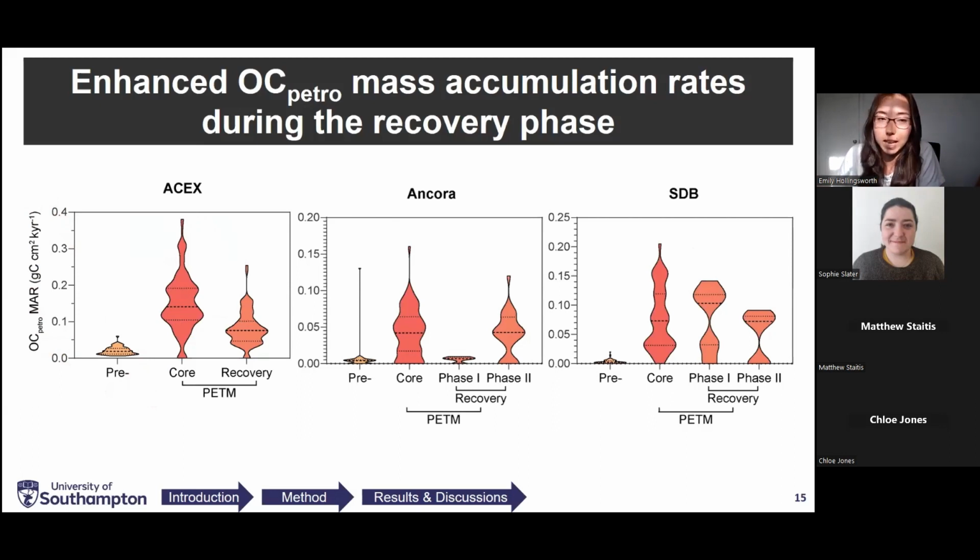We couldn't get this nice definition of each interval at all sites, but we did for these 3 sites. And you can see, interestingly, that in the recovery, the OC petro mass accumulation rates remained quite high. At least it didn't go back to pre-PTM values. And actually in Ancora and South Dover Bridge, the median values for the recovery are higher than what we see in the core.